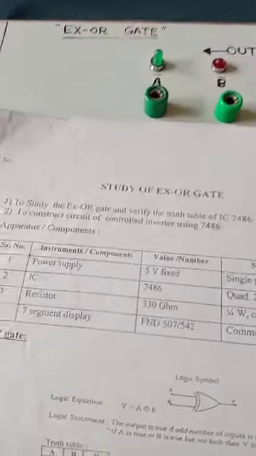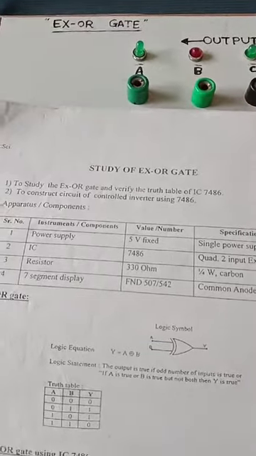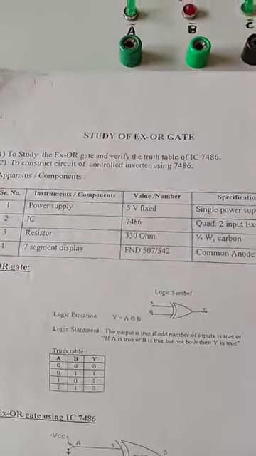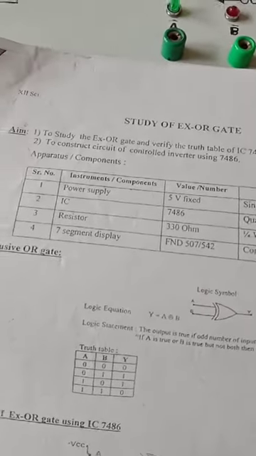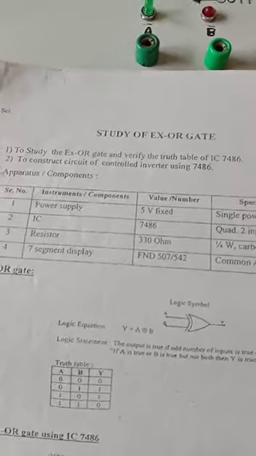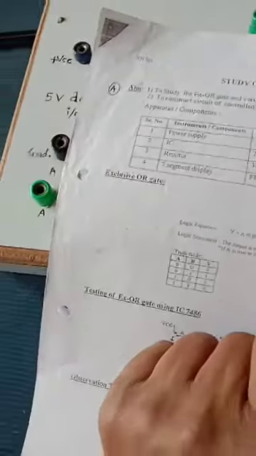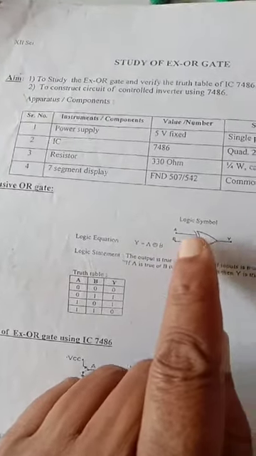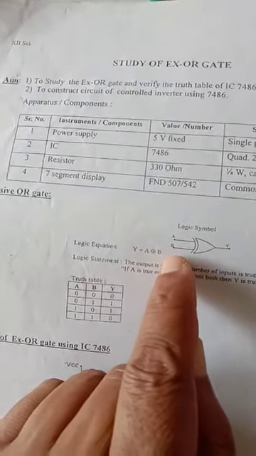Hello students, today we will study a new experiment in paper second, study of XOR gate. So we know that the equation of XOR gate is y is equal to a XOR b. See here, this is the symbol of XOR gate. It is a two input XOR gate. The logic equation of XOR gate is y is equal to a XOR b.